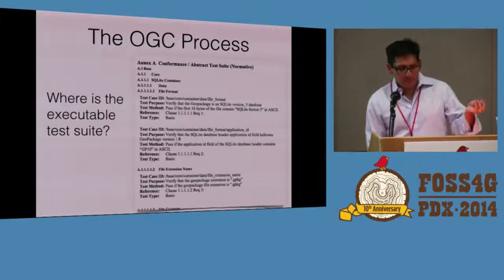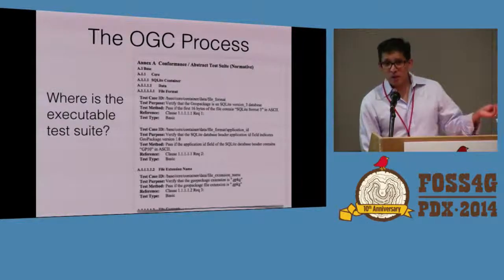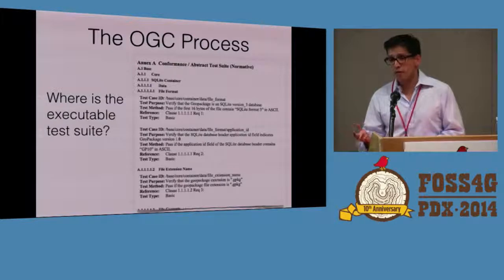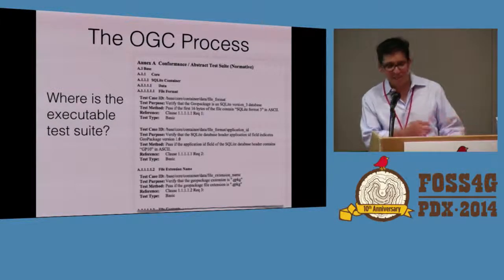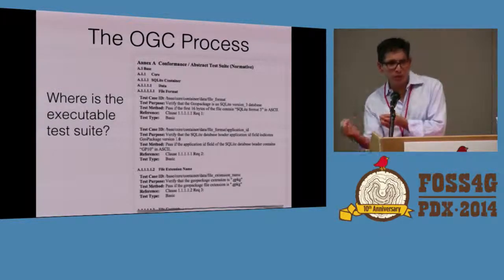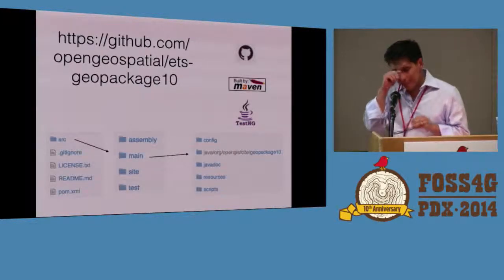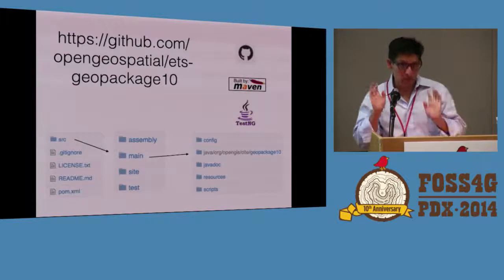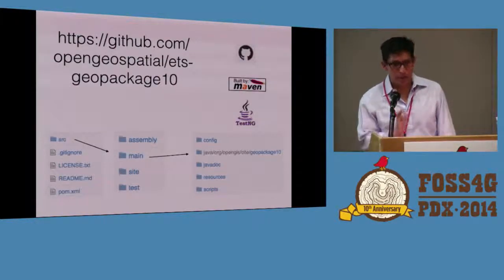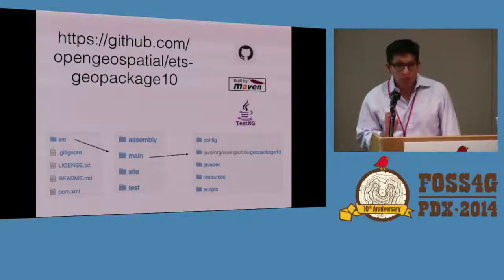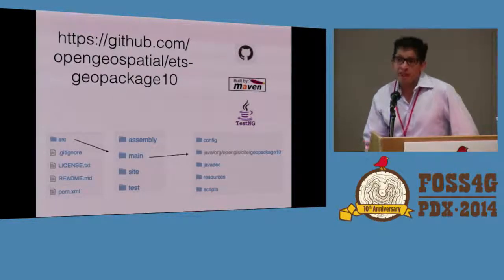So where does the executable test suite live? A couple months ago, this was in the OGC SVN repository. And a lot of folks were always having problems that anonymous access was not working because we had only one branch of SVN open. Well, now all OGC tests, all of them, are in GitHub as of two or three weeks ago. Not only are they in GitHub, but they are Mavenized.